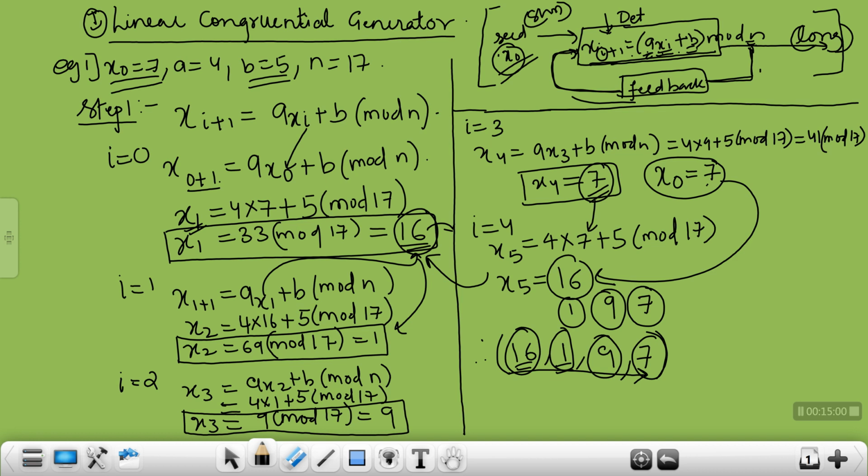In the next session we will be doing our next generator, that is the pseudo-random bit generator, which is nothing but Blum-Blum-Shub.